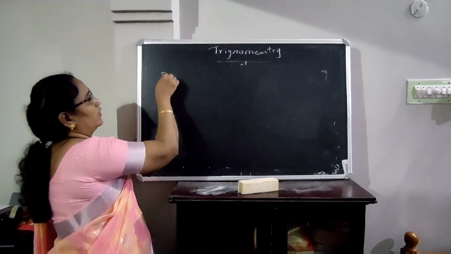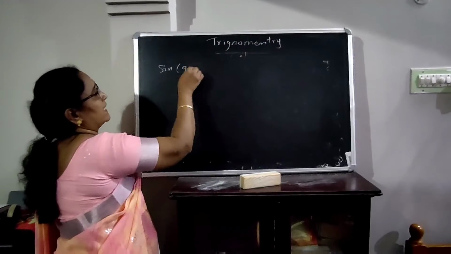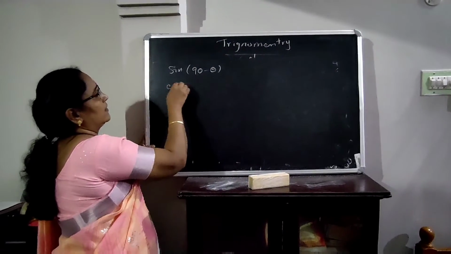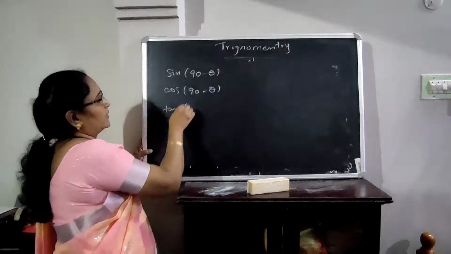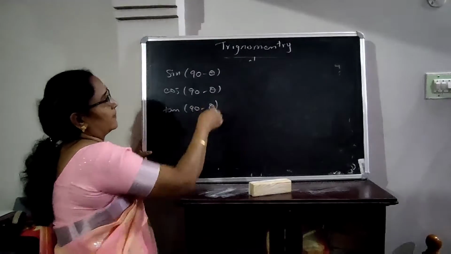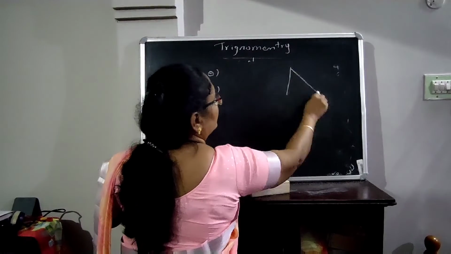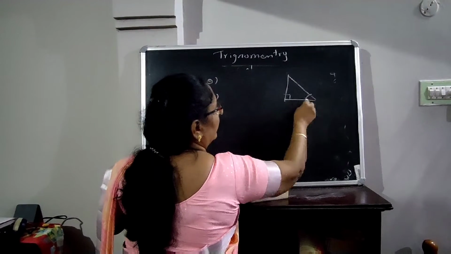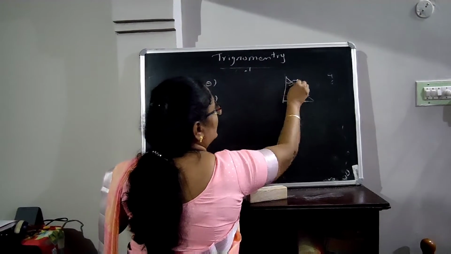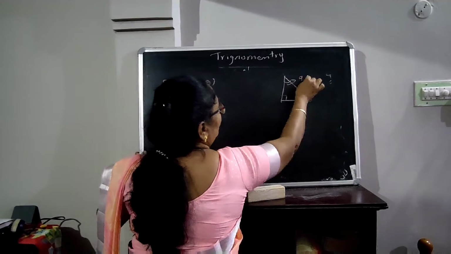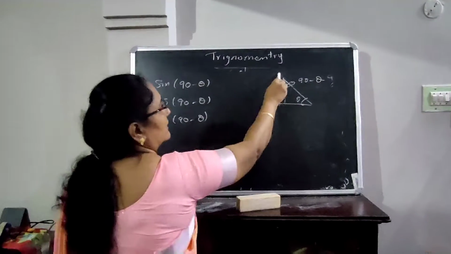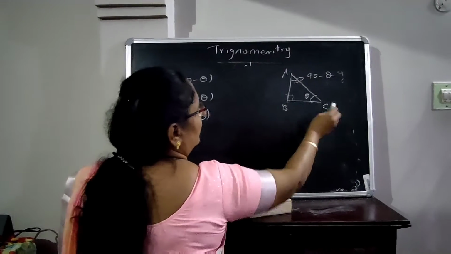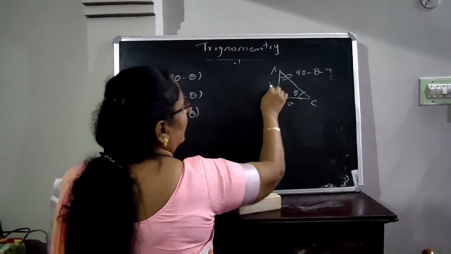Next, we want to find the values of sin of 90 minus theta, cos of 90 minus theta, and tan of 90 minus theta. You take a right angle triangle. This is 90 degrees, this is theta. So using the angle sum property, this angle is 90 minus theta. Label the vertices A, B, C.